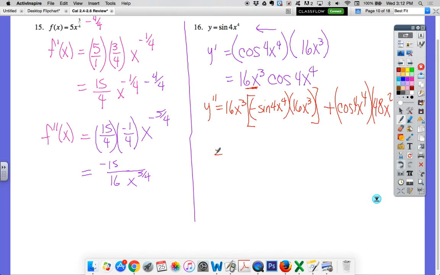I need 16 times 16, so 16 squared is 256, and that's going to be x to the 6. Now I did overlook this negative, so this negative needs to come out front, and that's going to be sine of 4x to the fourth. Okay, when you clean up this other one, the 48x squared comes out front. And I do believe we got all of our pieces there.